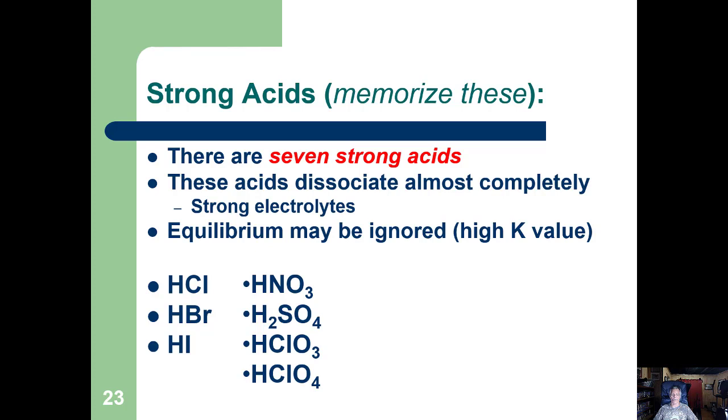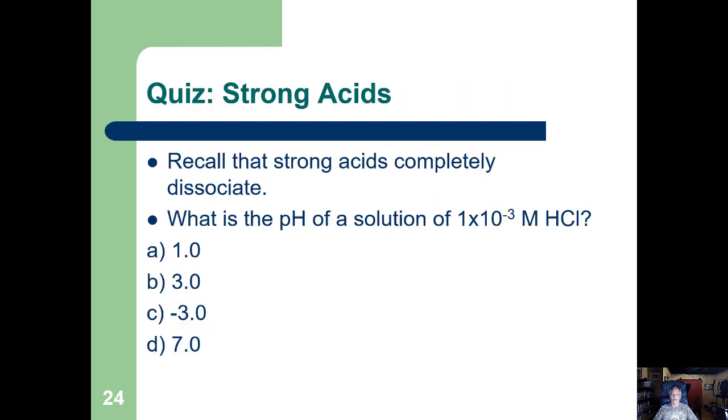You were supposed to in Chem 1. If you've forgotten, please remember them: hydrochloric, hydrobromic, hydroiodic, nitric, sulfuric, chloric, and perchloric acid. You don't have to pay any attention to equilibrium values for these because the equilibrium constants for all of these are extremely product favored. That means that the products, which are H plus and the anion, are just huge, like 1 times 10 to the 7th, 10 to the 10th. Very, very strong, very product favored. So you don't need to worry about equilibrium with acids.